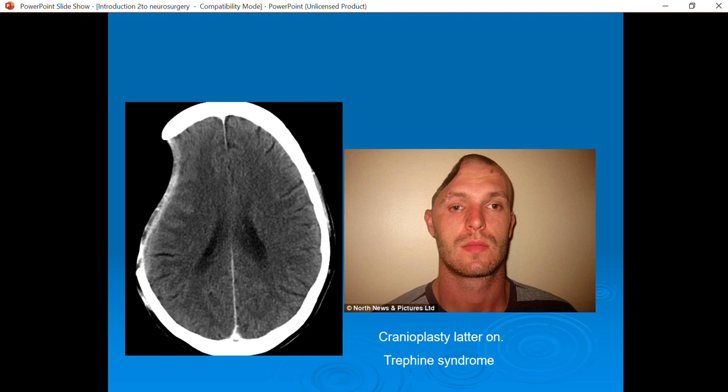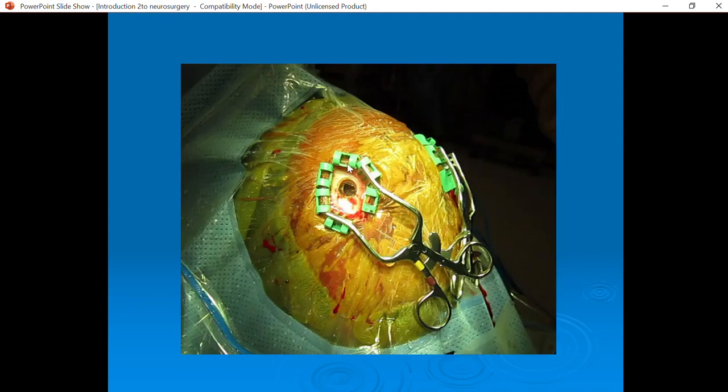So we keep it in the fridge, in the bone bank in the theater, for a month or 2 or 3. Okay. When the brain edema subsides, then we can put the bone back to its position in a surgery called cranioplasty. During this period while we wait to put the bone back, we can put a helmet for protection. And these are two burr holes; remember, burr holes are for chronic subdural hematoma, not for acute.